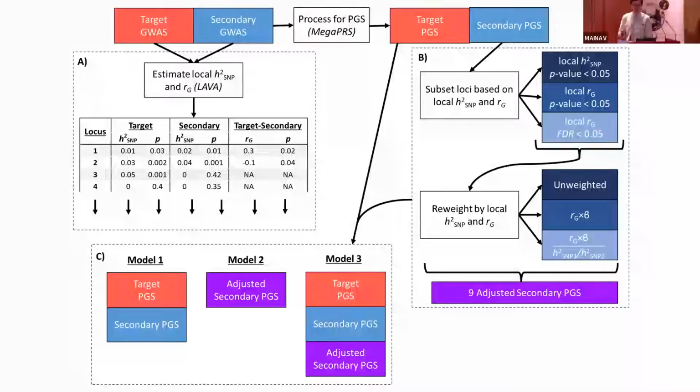heritability between the traits. And then finally in box C, we modeled these different polygenic scores: the target phenotype polygenic scores, the standard secondary phenotype polygenic scores, and then third, this new adjusted secondary polygenic scores that have been adjusted to account for local genetic correlation and heritability.